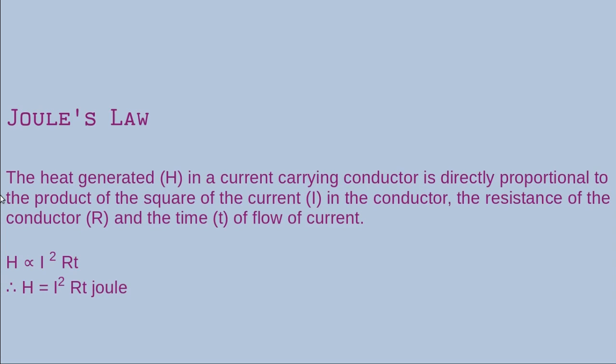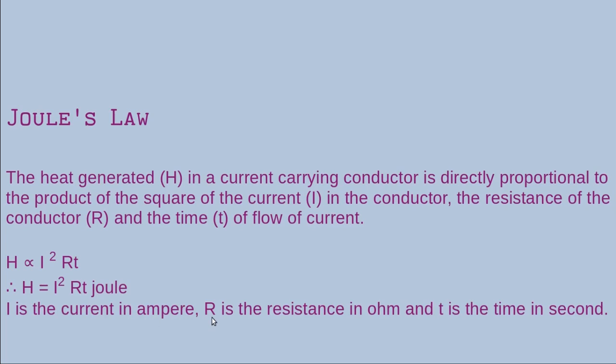If H is the heat produced, I is the amount of current passing through the conductor, and T is the time of flow of current, then according to Joule's law, H is proportional to I squared RT, H is equal to I squared RT joule. I is the current in ampere, R is the resistance in ohm, and T is the time in second.